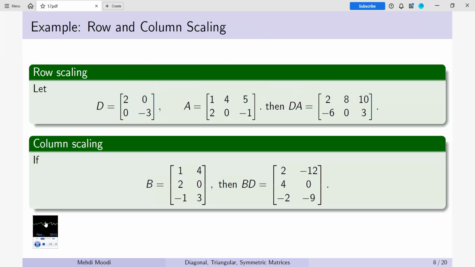This example shows both types of scaling. Multiplying D times A scales the rows of A. Multiplying B times D scales the columns of B. The sizes must match, otherwise the multiplication is not defined.